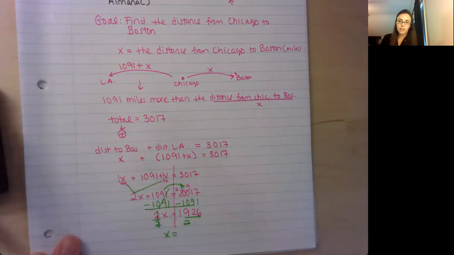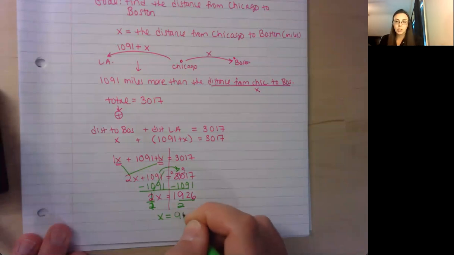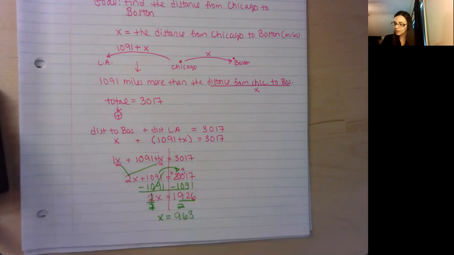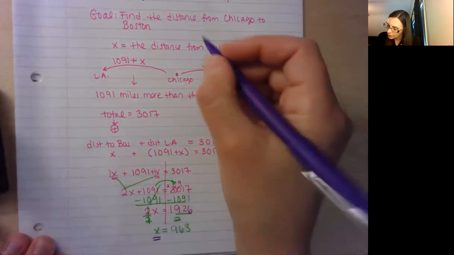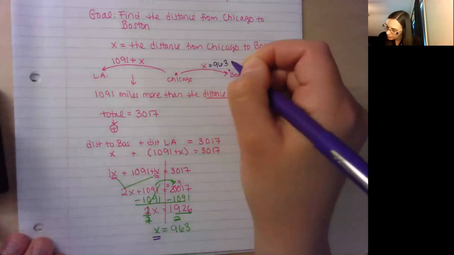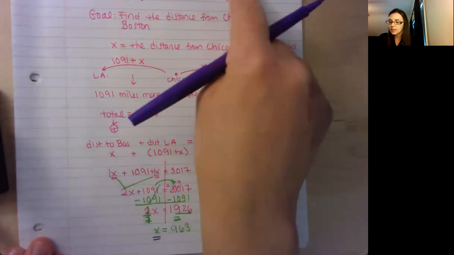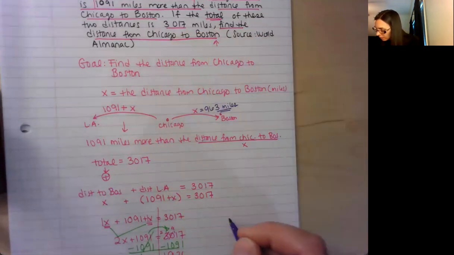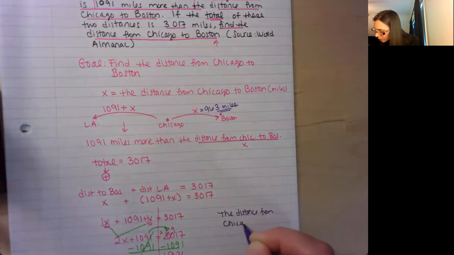Now you can do the long division yourself. I'm going to save us a little bit of time here, and I will tell you that the answer is 963. So make sure you do your long division off to the side there. And we get our final value here. Now, we need to be careful what this means, right? So our x value is 963. So if I look at my picture, my x value here is the distance from Chicago to Boston. And that's what I was trying to find. Find the distance from Chicago to Boston. So the distance from Chicago to Boston is 963 miles.